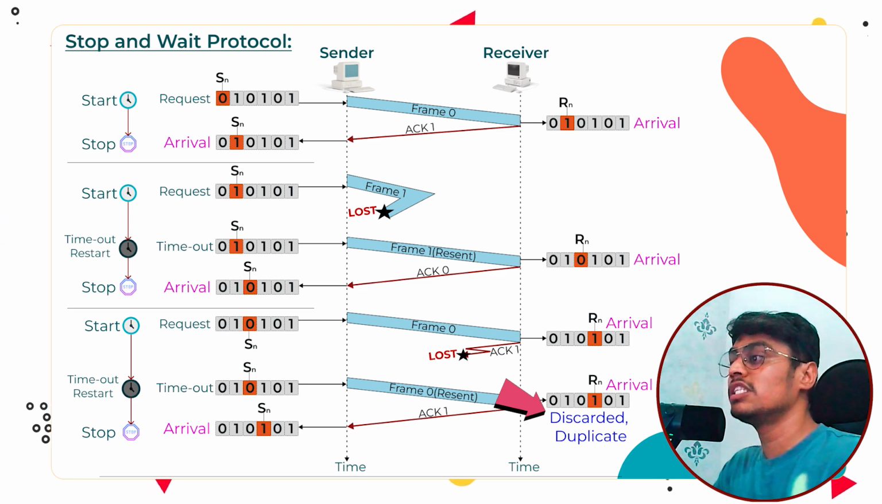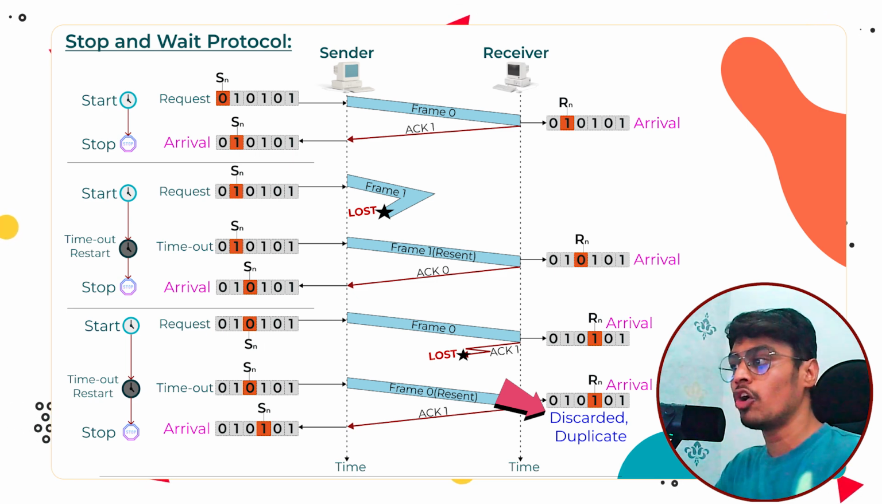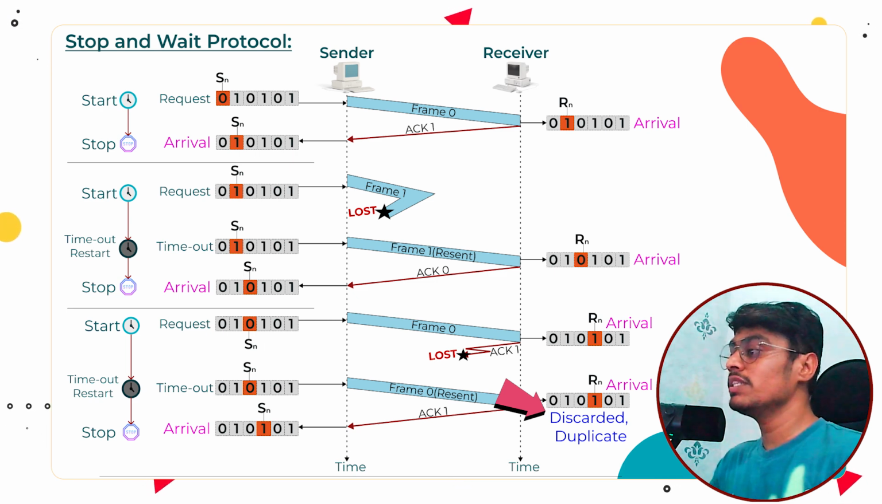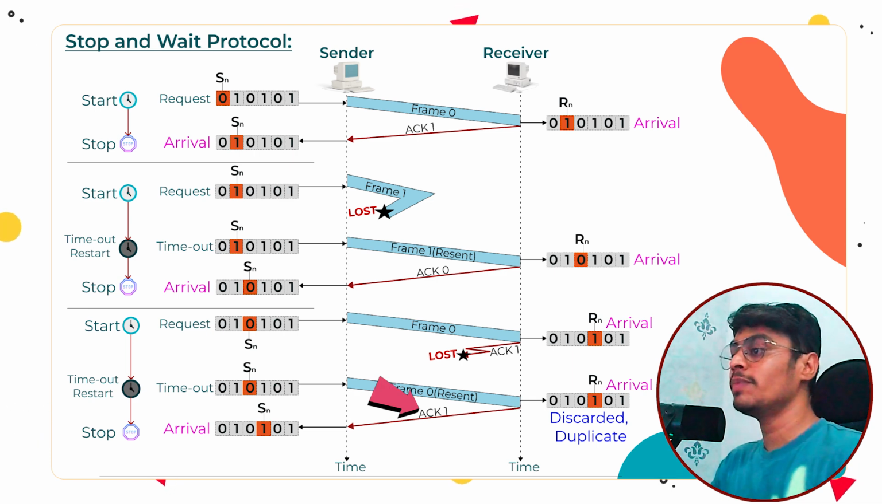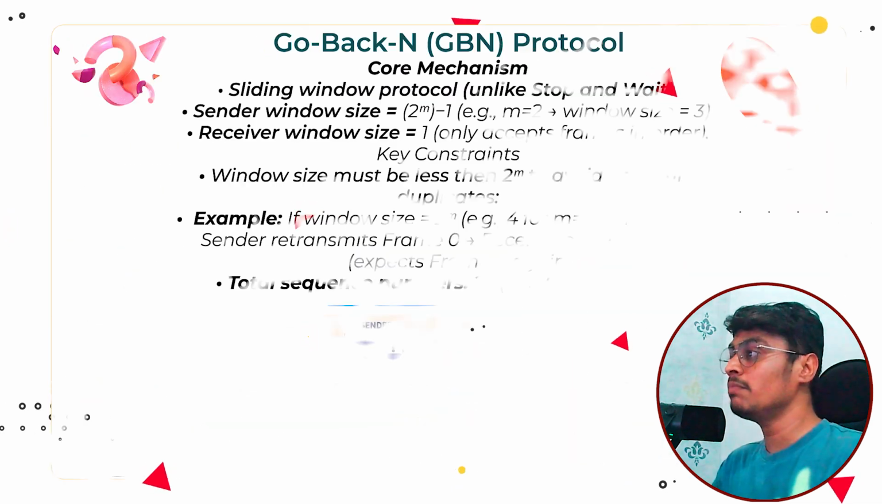From this situation, the receiver can understand that maybe the acknowledgement got lost on the way, so it will send the acknowledgement again. When the acknowledgement reaches the sender, then everything will continue working properly. These are small but important cases. Next comes Go Back N.